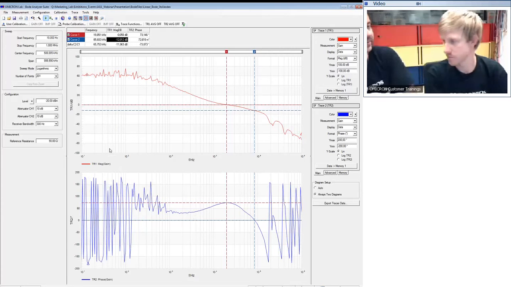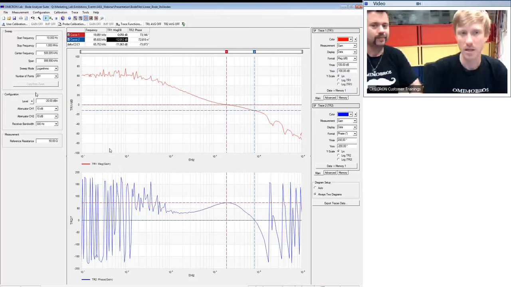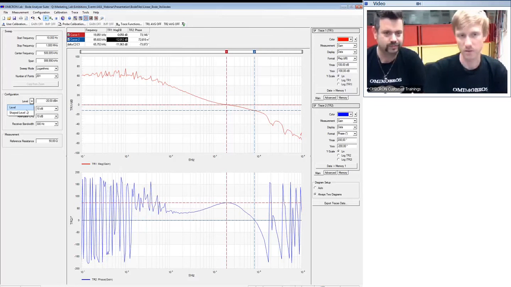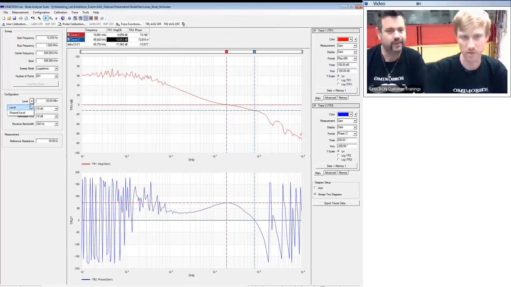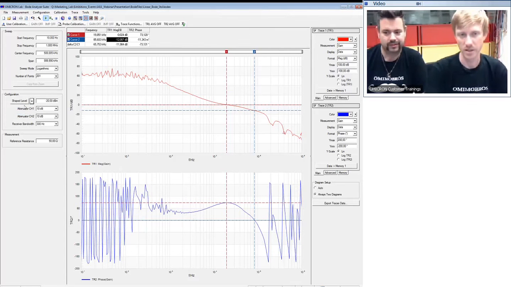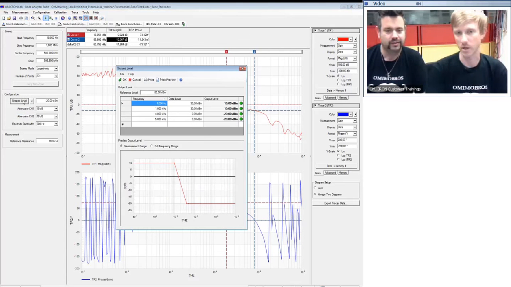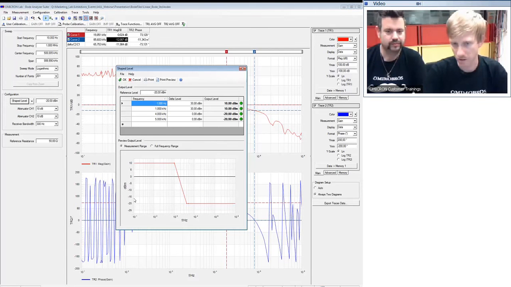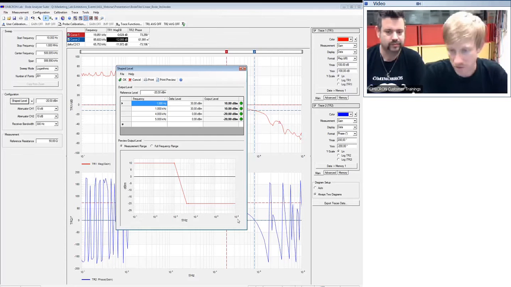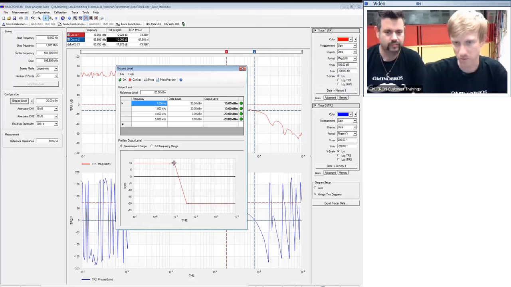So what we can do here is change the level with frequency, and we call this feature the shaped level. So I click on this arrow and I click on shaped level, and then I click on this button to open our shaped level window. In this window I can change the level, so the level is displayed on the y-axis of this curve with respect to frequency. So I can say at 10 Hertz I want to start with 10 dBm, and at 1 kilohertz I will start to reduce the level down to -20, and then I keep the -20 for higher frequencies.